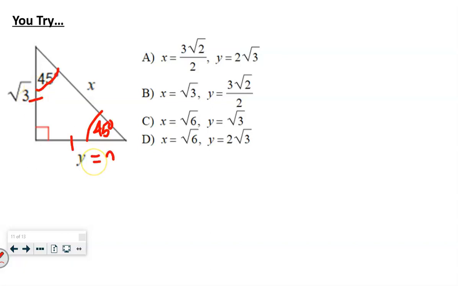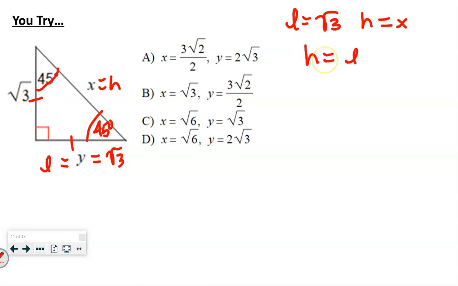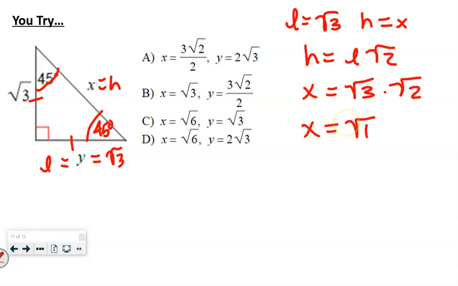Which means these two sides are congruent. That means this y has got to be the square root of 3, right? And that's also our L, right? And this is our h. So L is going to be equal to the square root of 3. H is going to be equal to x this time. So our formula again is h equals L square root of 2. So that means x is equal to the square root of 3 times the square root of 2. And you just put those right back underneath that radical. So that's going to be the square root of 6.